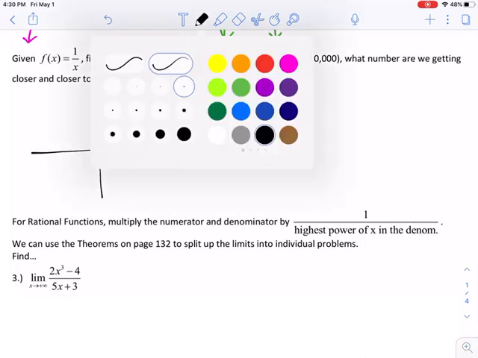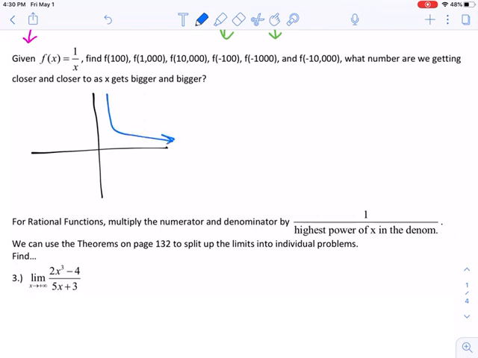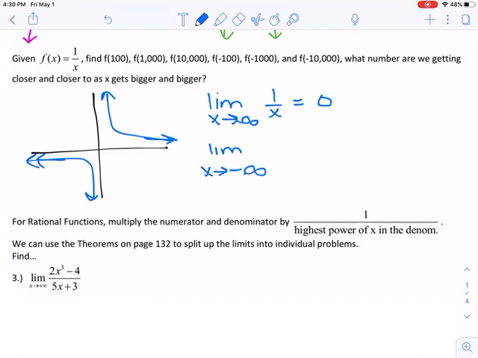Our function here is going to have asymptotes of the y-axis and the x-axis, and it's going to make two L-shaped curves whose boundaries are the x-axis and y-axis. So I can see that the limit as x approaches infinity of my 1 over x is always going to be equal to 0. Same thing is going to happen, the limit as x approaches negative infinity, it's also going to get closer and closer to 0.